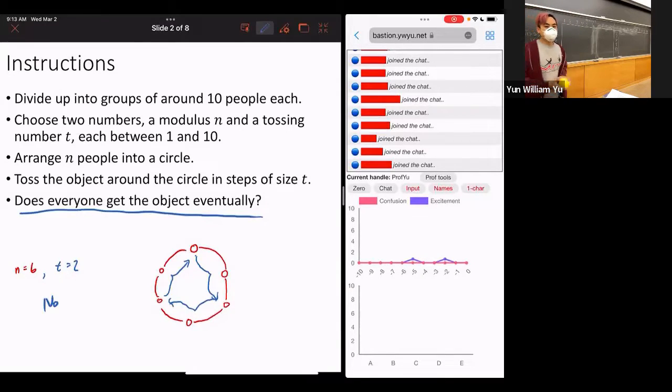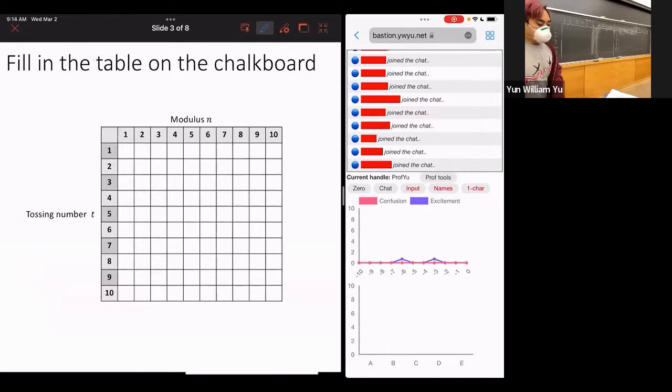Now, if I wanted to, I could probably sit down and just mathematically analyze this and be like, oh, well, when does everyone get the object eventually? But instead, I'm going to have you guys try to come up with conjectures about when this happens. And the way I'm going to do this, I'm going to have you all do a bunch of experiments. You're going to divide into groups. You'll notice that I have a big table I've written on a chalkboard here.